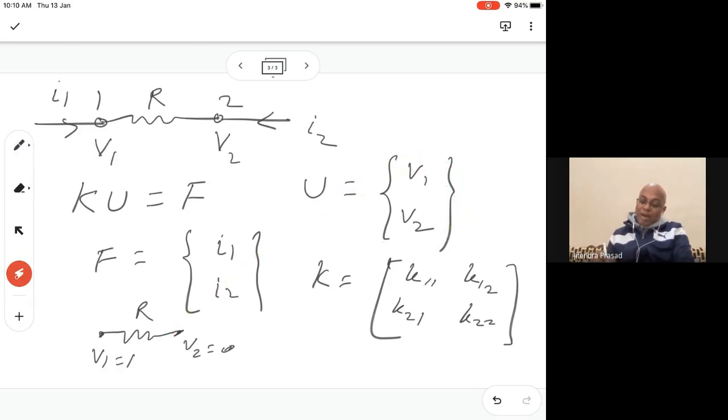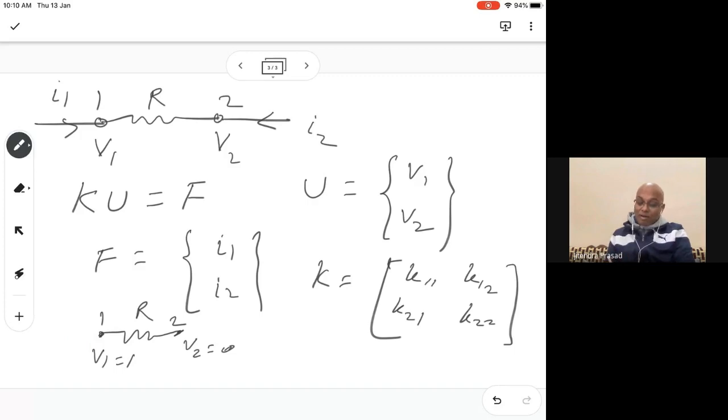By definition, we are fixing the other end. Fixing means the displacement we make equal to 0, but displacement here means voltage, so the voltage will be 0 at this end and 1 at this end, right? Then the force we measure here will be K11. So 1, 2 is 0.1. What will be the force? Force here is current, I1. What is the current which should go here? We can find out.